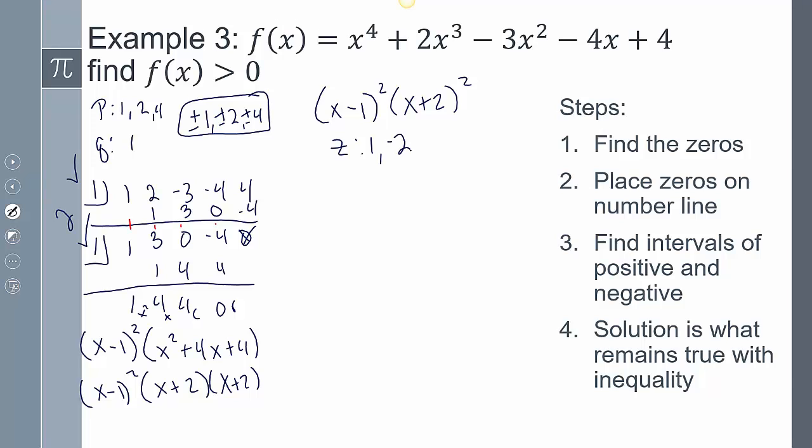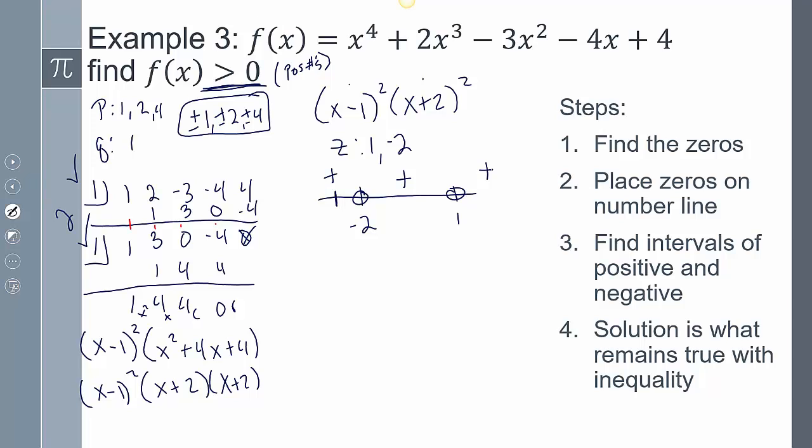So now step 2, placing my zeros on the number line, I have negative 2 and positive 1. So now I have open circles. Why? Because they're excluded values there. And it says greater than 0, so I'm looking for positive numbers. So we can keep that in mind. Now I need to find the intervals that represent positive and negative. If I plug in, let's say, negative 3, I get a negative squared and a negative squared, so that's going to be positive. If I plug in 0, I get a positive, and if I plug in 2, I also get a positive. Because I'm going to square everything, and when you square a negative, it automatically comes out positive.